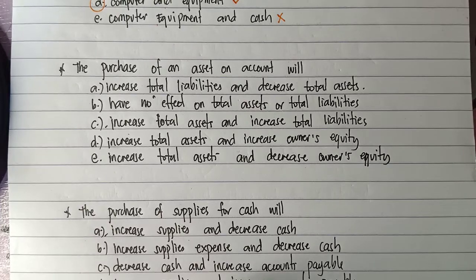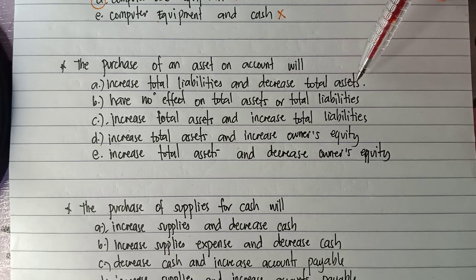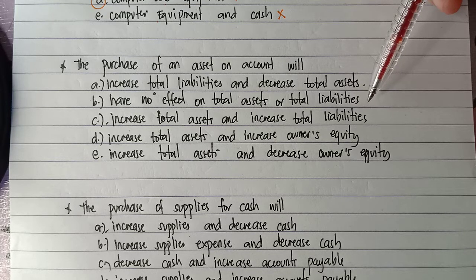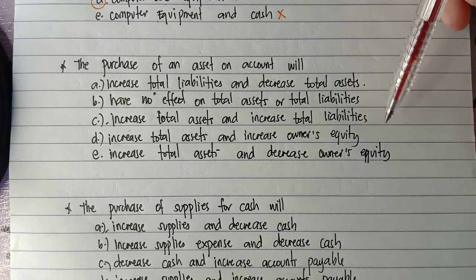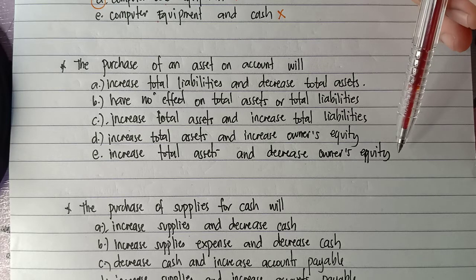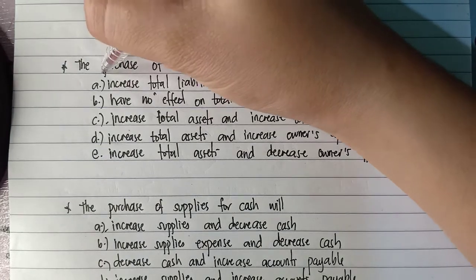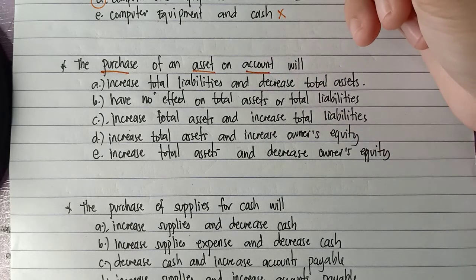Next question. The purchase of an asset on account will, letter A, increase total liabilities and decrease total assets. Letter B, have no effect on total assets or total liabilities. Letter C, increase total assets and increase total liabilities. Letter D, increase total assets and increase owner's equity. And letter E, increase total assets and decrease owner's equity. So here, the transaction is purchase of an asset on account. Ibig sabihin, bumili ng asset pero hindi binayaran.